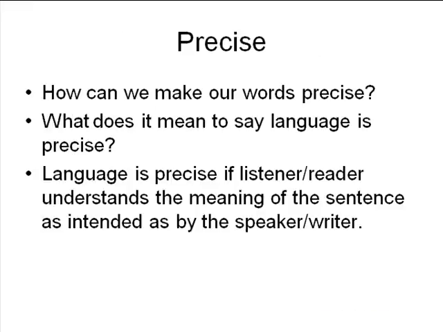And then we'll see. So the first thing we need to make sure is the words we use. It should be precise. We cannot use vague words. It should be exactly what you want to say. And what does it mean to say language is precise? Basically, you want to make sure that the listener understands the meaning of the sentence as intended by the speaker or the author. It's not that everything has multiple interpretations. We'll look at that later on, but you should try to convey as much as possible.